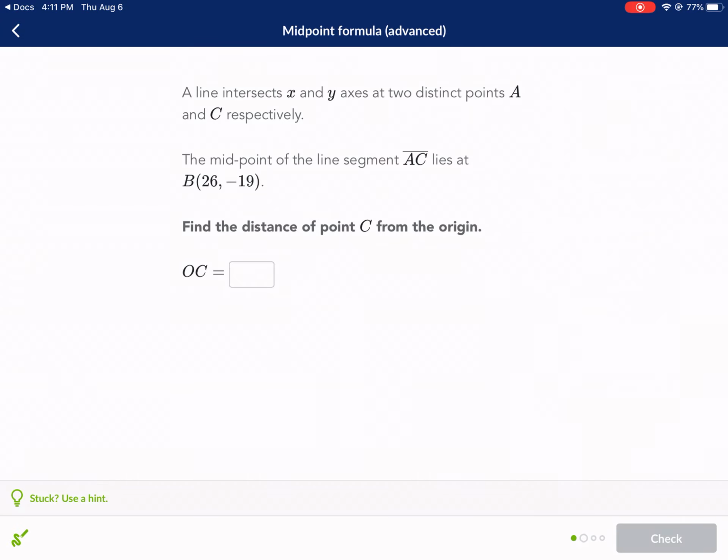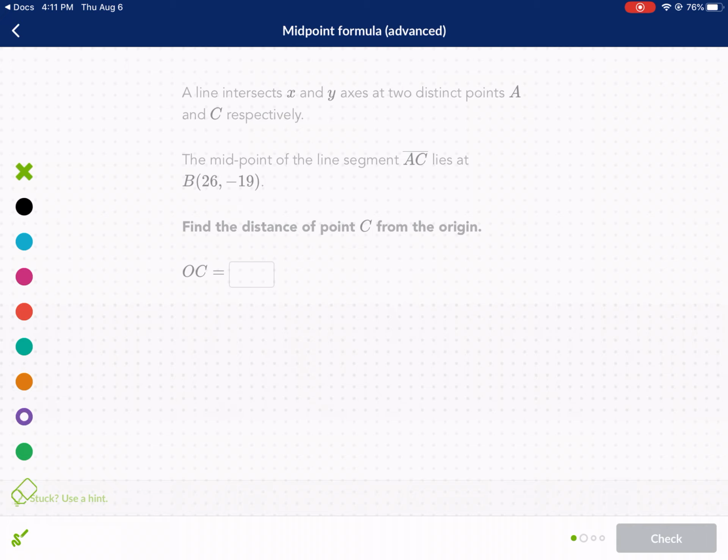Okay, a line intersects the x and y axes at two distinct points, A and C respectively. The midpoint of line segment AC lies at 26, negative 19. Find the distance of point C from the origin.